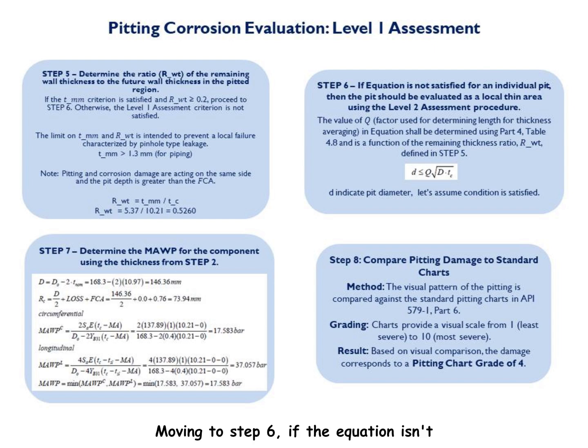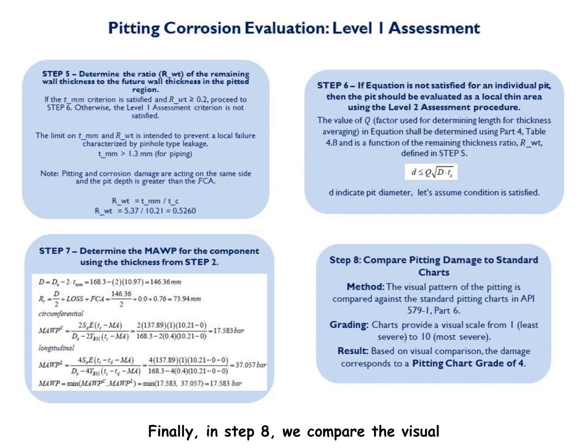Moving to Step 6, if the equation isn't satisfied for an individual pit, meaning the RWT is too low, we evaluate that pit as a local thin area using a more detailed Level 2 assessment. Here, the factor Q, used to determine the length over which we average the thickness, is obtained from specific tables in the standards, based on the remaining thickness ratio RWT. Assuming the pit diameter, D, satisfies the criteria, we then determine the MAWP, or maximum allowable working pressure, for the component, using the thickness determined earlier in Step 2.